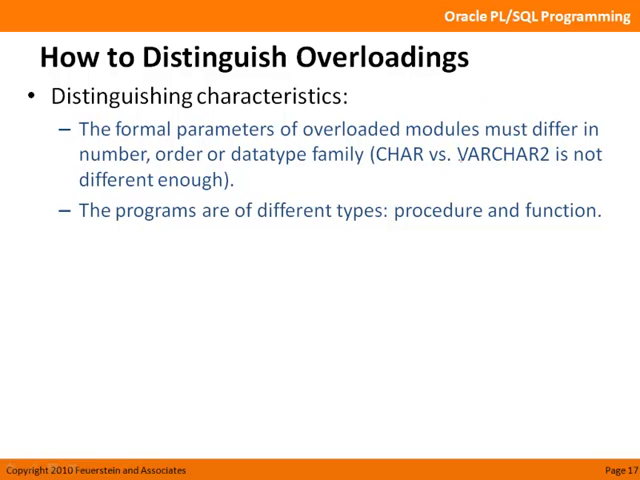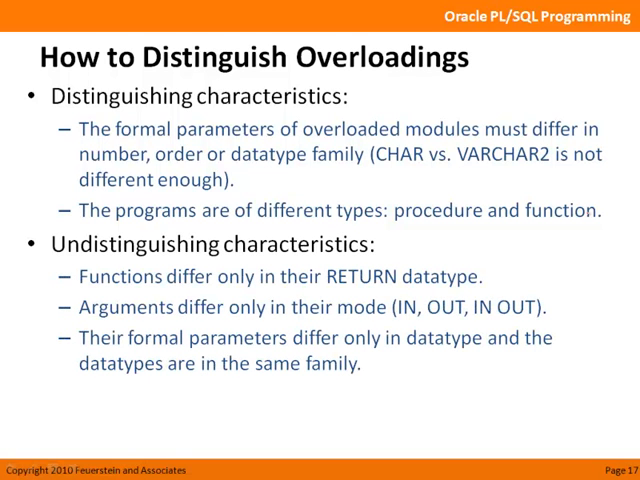Also, programs can be of different types. They can have the same exact parameter list, but one can be a procedure and another a function. And that will also be different enough for overloading because they're called very differently in your code. So here are some examples of undistinguishing characteristics. Functions that differ only in the return data type. In other words, one function returns a string, the other function returns a date, but otherwise the name and the parameter list are exactly the same.